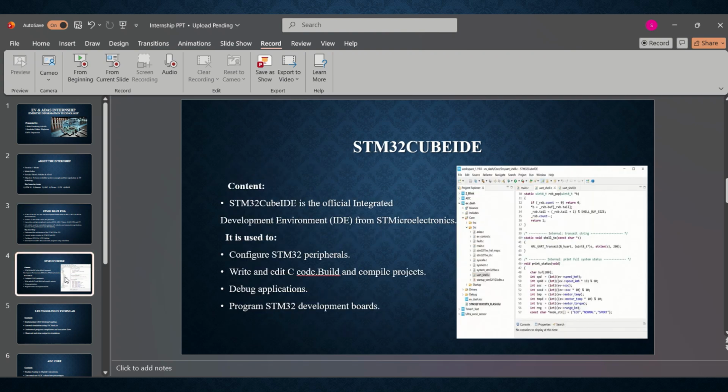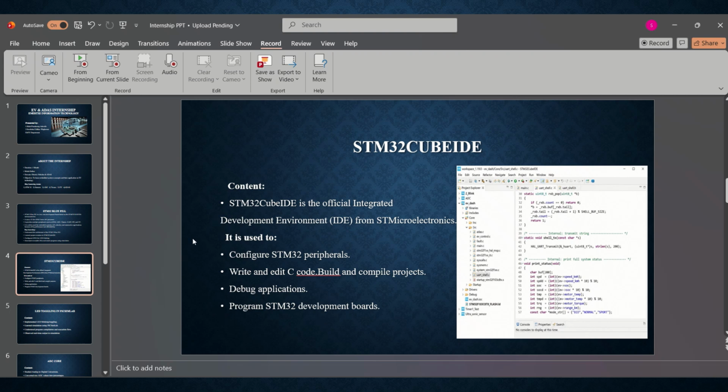So next is STM32 Cube IDE. This slide explains STM32 Cube IDE software. STM32 Cube IDE is the official software provided by STMicroelectronics for developing STM32 applications. It combines coding and editing, compiling, debugging, and programming into a single software.